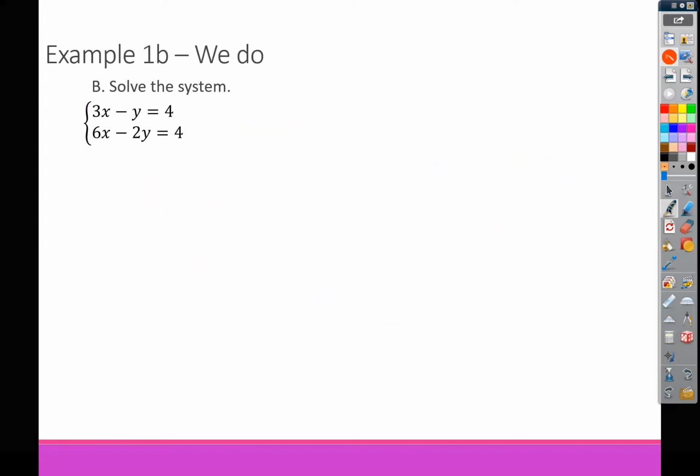All right, let's do this one. Now if I add those two equations together, nothing is going to be eliminated because I don't have any additive inverses. So I need additive inverses to make this happen. I'm going to rewrite the system over here: 3x minus y equals 4, and 6x minus 2y equals 4.